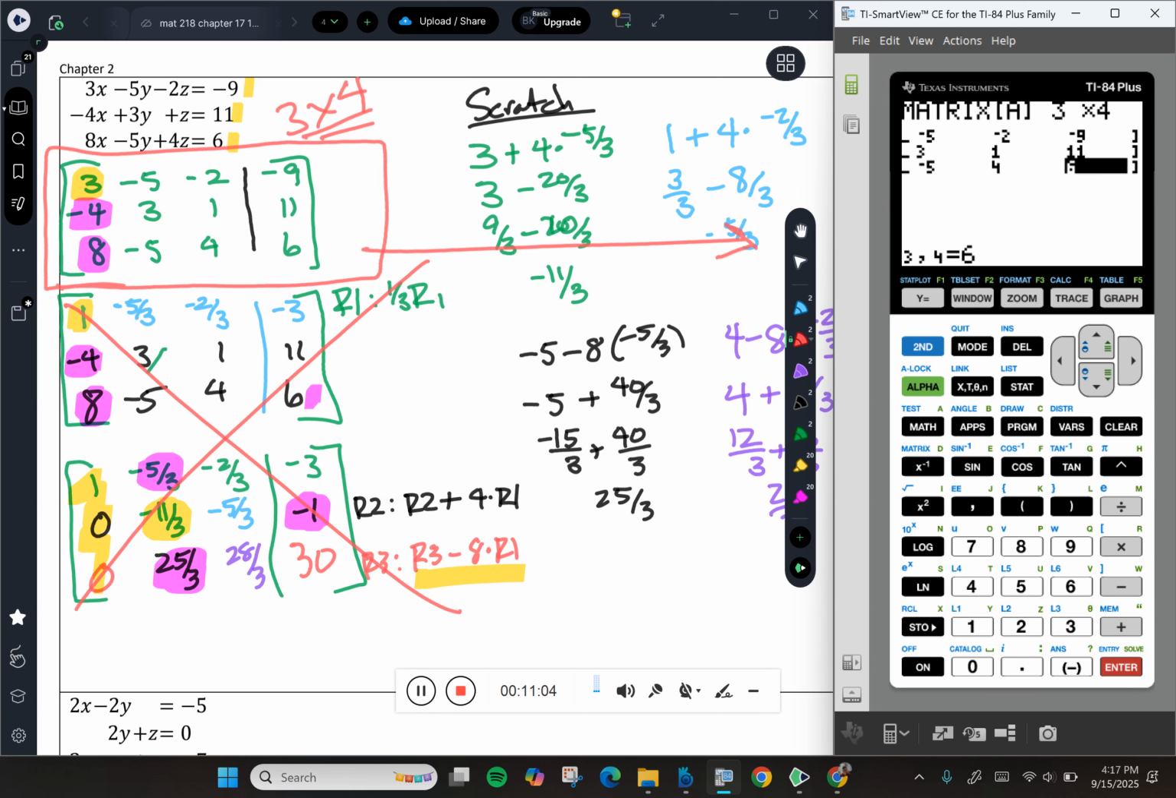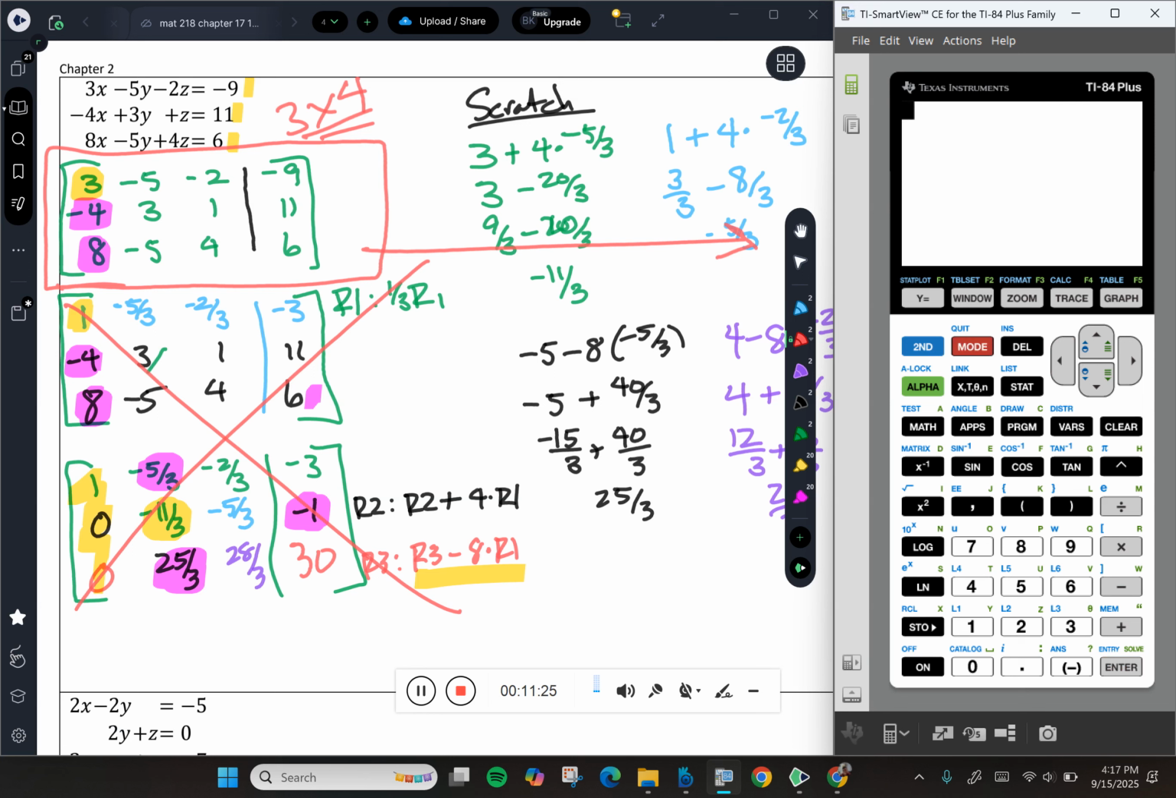Okay. Now putting things in the calculator is the weak point, so I'll check my work. That last column looks good, -9, 11, 6. The next column over, -2, 1, 4, that looks good. -5, 3, -5, and the last is 3, -4, 8. That looks good. So once I've got the matrix in, I'm going to quit out of there using the second quit.